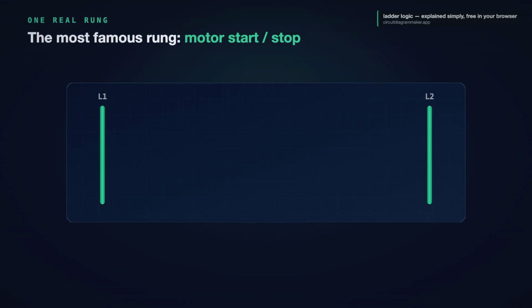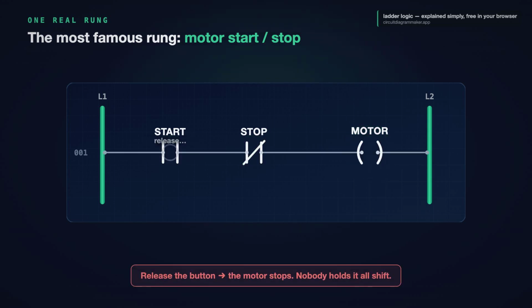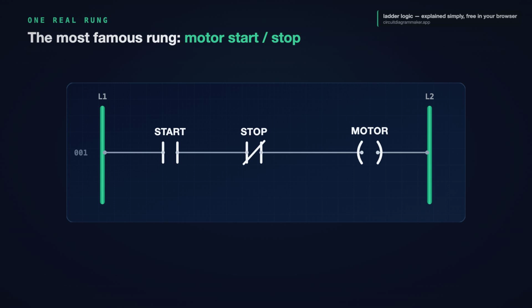Let us make it real with the single most famous rung in the field. The motor start and stop. On the rung, a normally open start contact, then a normally closed stop contact, and a motor coil on the right. Press start, power flows across, and the motor turns on. But release the button, and it stops. Nobody wants to hold a button all shift.